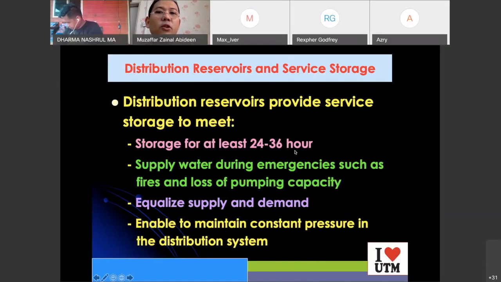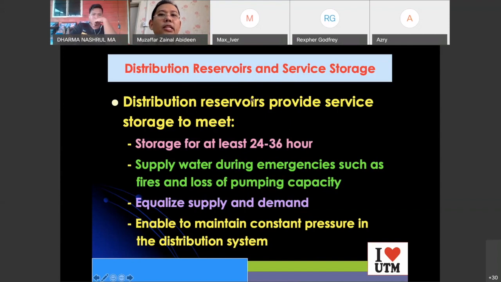But because we have a storage reservoir, and the storage reservoir should be designed to cater for 24 to 36 hours of the flow rate needed at that particular township. Let's say town A normally needs 40 million liters per day. So the storage reservoir should have 40 million liters or 60 million liters, because 36 hours is 1.5 days. So that means it should have 60 million liters, so that if any emergency stops the water treatment from operating, they can still provide water to the service area.